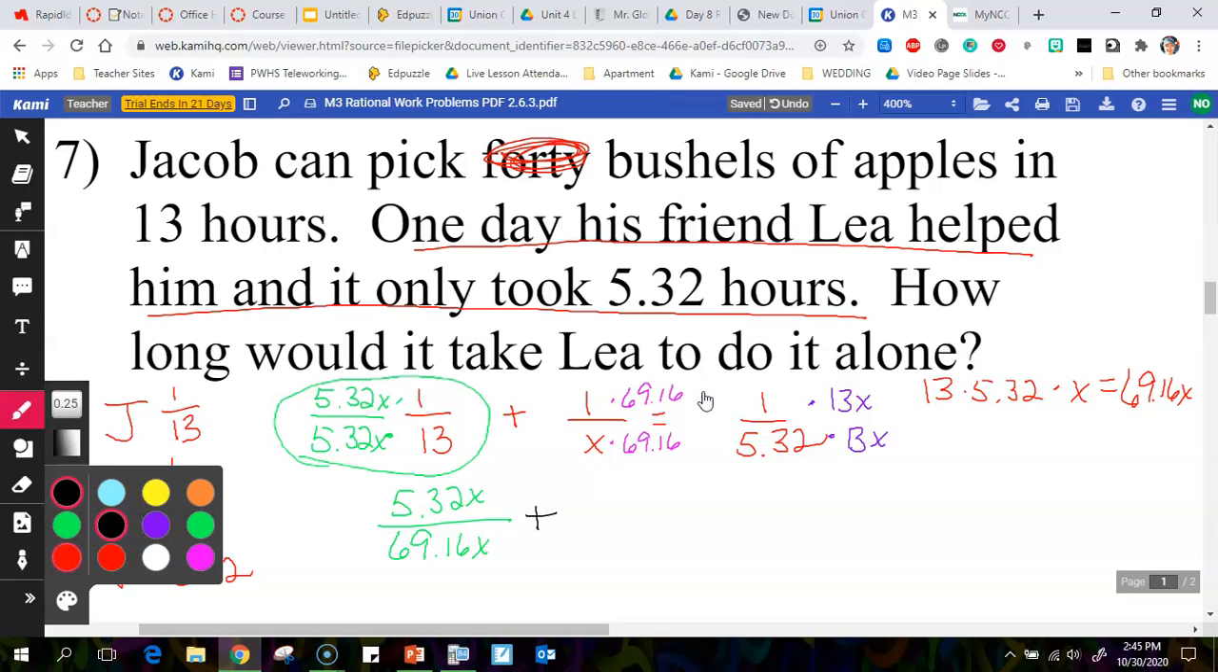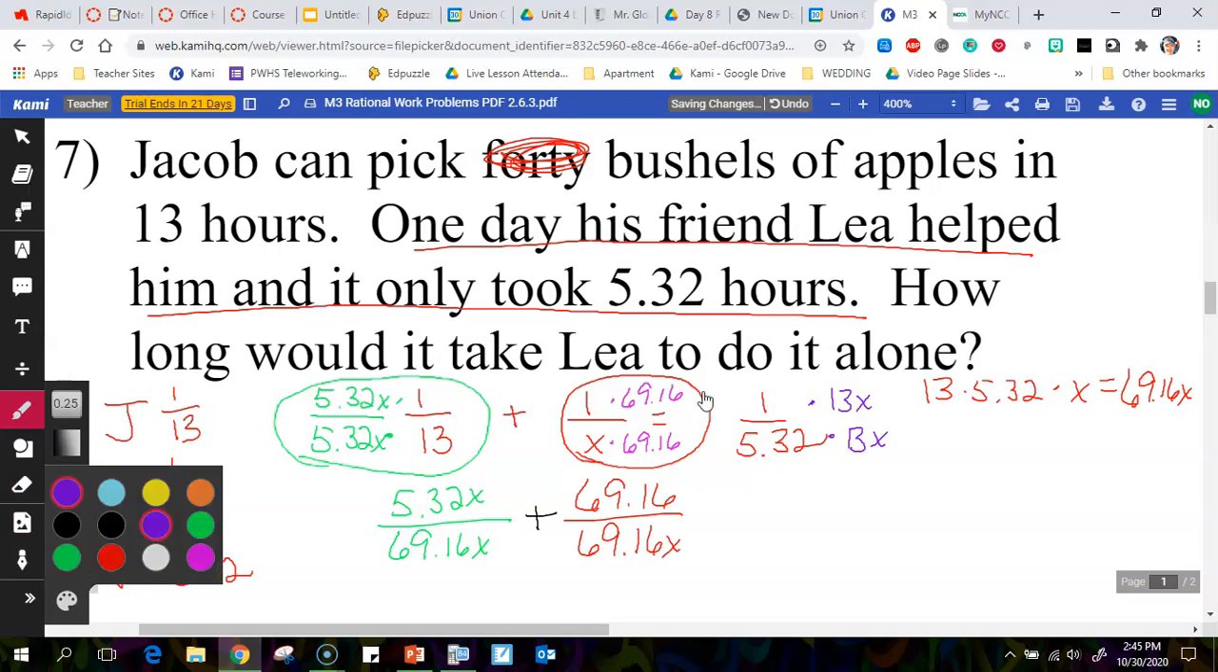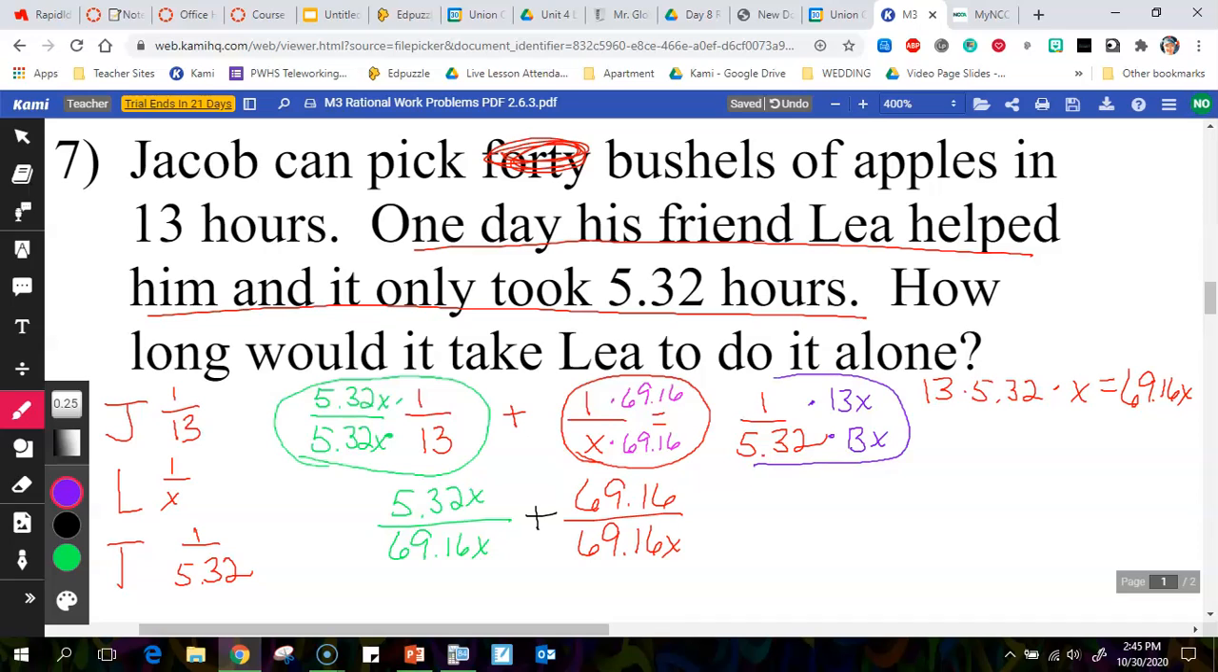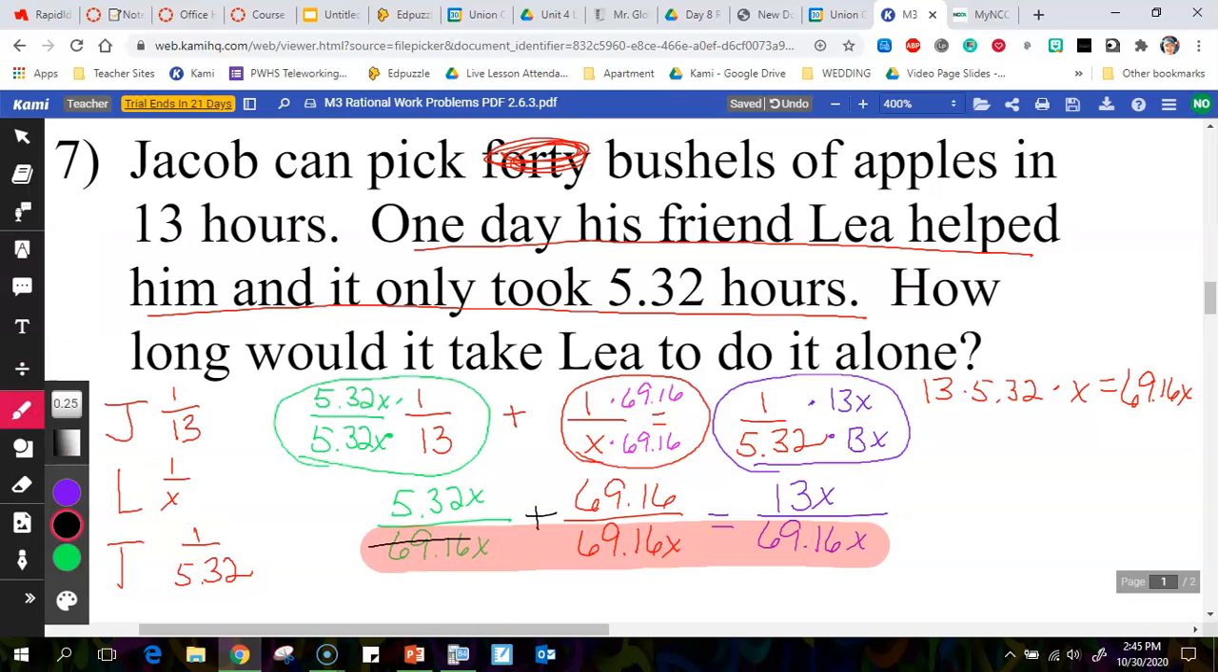Plus this right here, if I multiply it, 1 times 69.16, 69.16 over 69.16x. All right, last color, let's do this one. This right here equals 13x over 69.16x. Now, I see that I have all the same denominators, so I can actually forget about those.